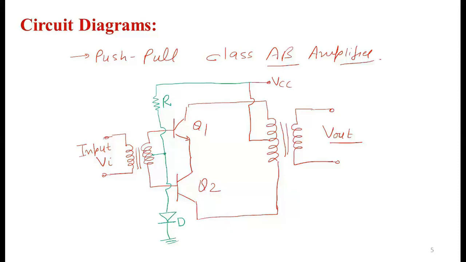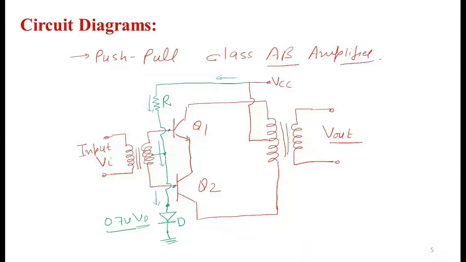This point is connected to the center tap terminal of the secondary winding of the input transformer. So let's discuss the working of this circuit. As the current passes through this branch, there is a voltage drop across diode D, that is the VD. If the diode and transistors are of the same kind, that is silicon, the voltage drop will be 0.7 volt. This 0.7 volt will be at the base of both transistors.